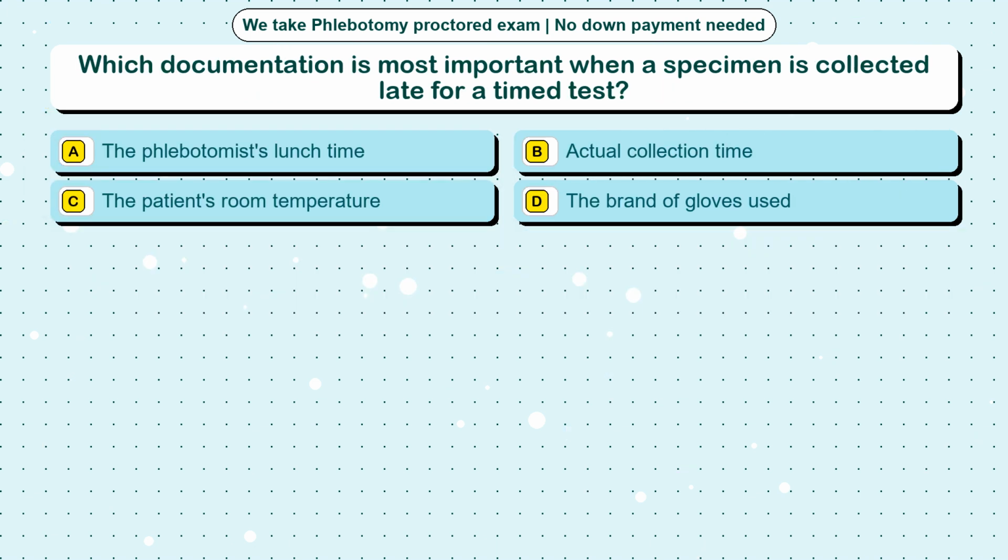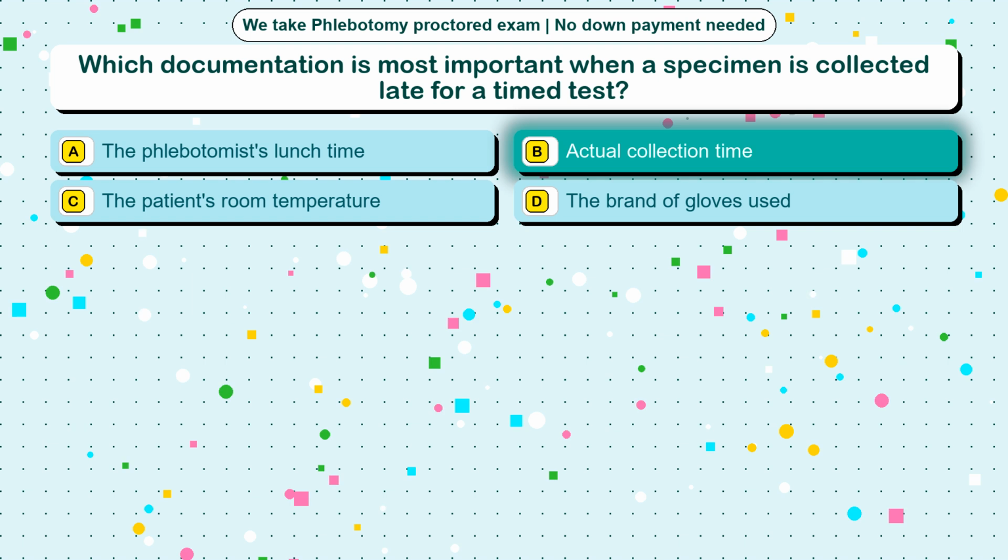Question 100. Which documentation is most important when a specimen is collected late for a timed test? Option A. The phlebotomist's lunch time. Option B. The actual collection time. Option C. The patient's room temperature. Option D. The brand of gloves used. The correct answer is option B.